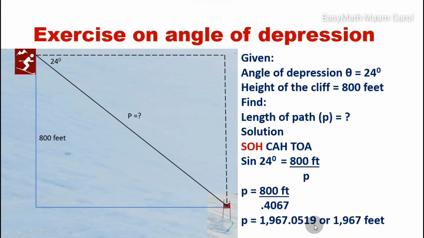And we have P is equal to 1,967.0519. And since ang sabi sa atin kanina ay we have to round it off to the nearest foot, so puputulin natin yan dito. Since 0 yung kasunod niya, we just have to drop everything. So our final answer is 1,967 feet. So ganun kalayo yung path na to simula dun sa itaas.